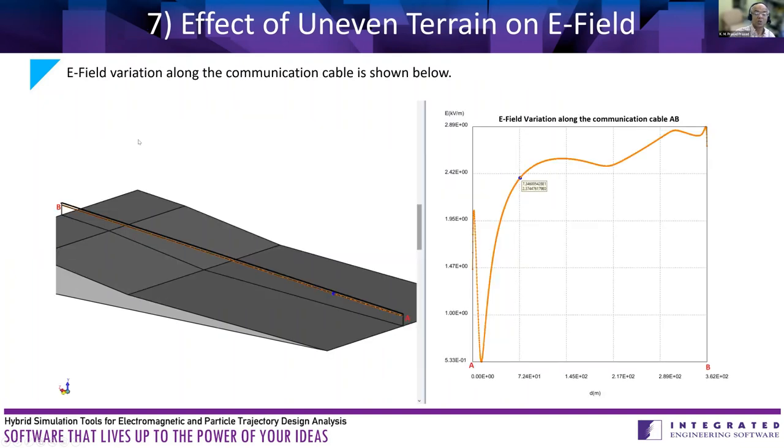Let's see what those values are. Can you see here? Near point A, you have 0.533 kV per meter. But close to point B, you get 2.89. Let's say, take it as 3, whereas here it is 0.5. So there is a 6 times higher field at this place. That means the material of the communication cable should withstand the highest electric field in this case, which is 2.89 kV per meter.